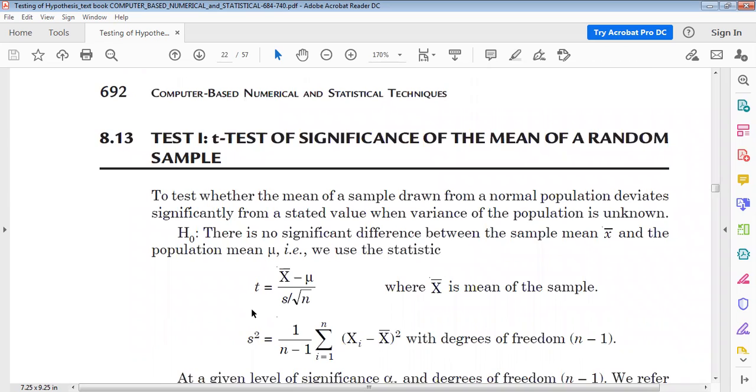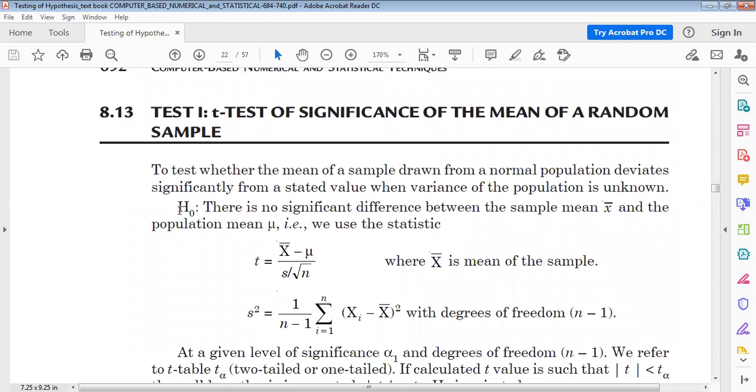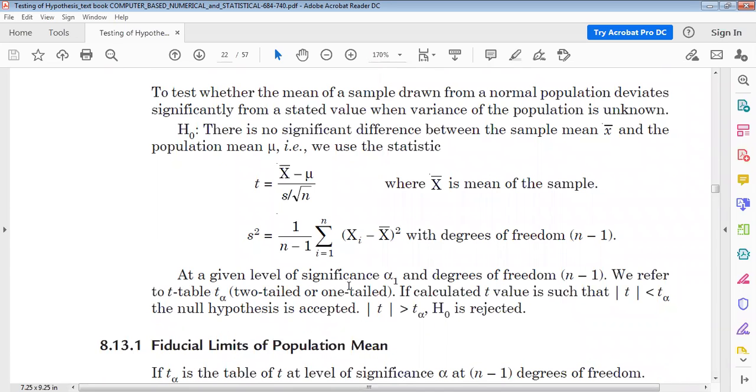Now, t-test for significance of the mean of a random sample. If H naught is the null hypothesis, the sample mean is x bar and the population mean is mu, then we use the statistic t for a Student's t distribution. t equals x bar minus mu divided by s by root n, where x bar is the sample mean, mu is the population mean, and s is the standard deviation, with n minus 1 degrees of freedom. n is the total number of frequencies. So at a level of significance alpha, the degrees of freedom will be n minus 1. We refer to the t table for alpha, two-tail or one-tail test.